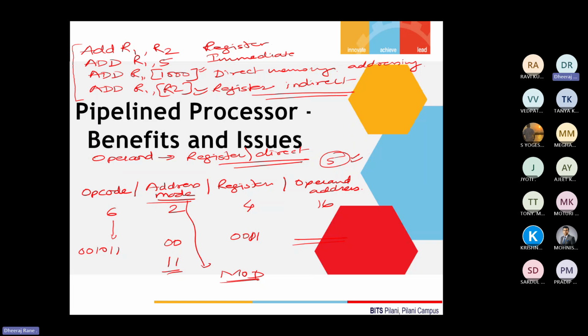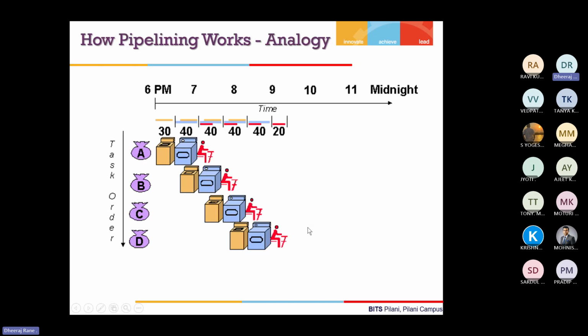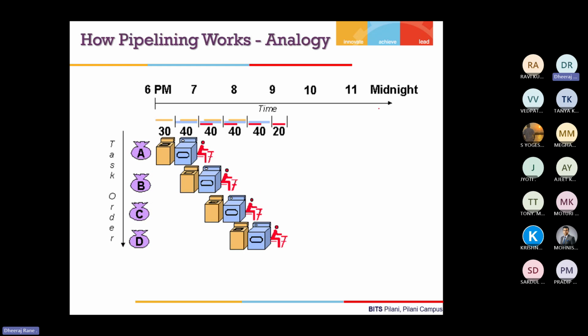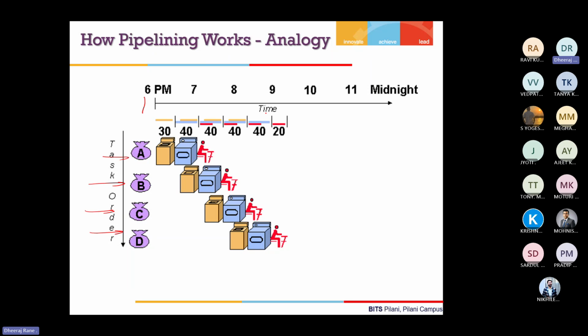In the last session, we saw the pipeline processor. This was the basic analogy we saw, where if we are not using pipelining, things started at 6 p.m. and ended at 12 midnight. While in this case, when pipelining was there, we can execute multiple instructions with a single clock, so it started at 6 and completed at 9:30.